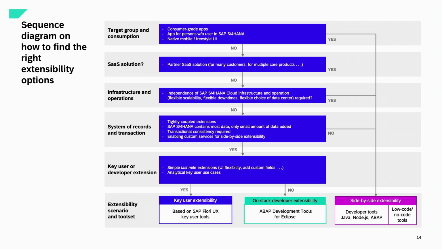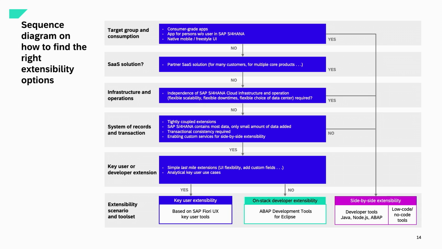So first of all, we have provided you with this, and there are basic questions which bring you to side-by-side applications or on-stack. For example, if the users of your applications are not all in your S/4 systems, or are mostly not available in the S/4 systems, or should not have access to your ERP system, a side-by-side extension is a very good option.